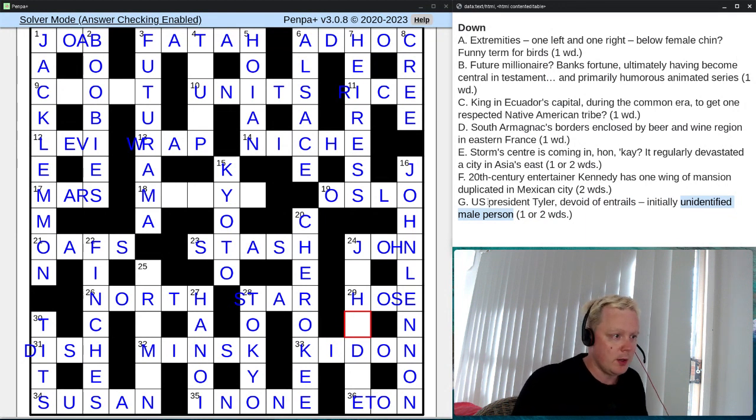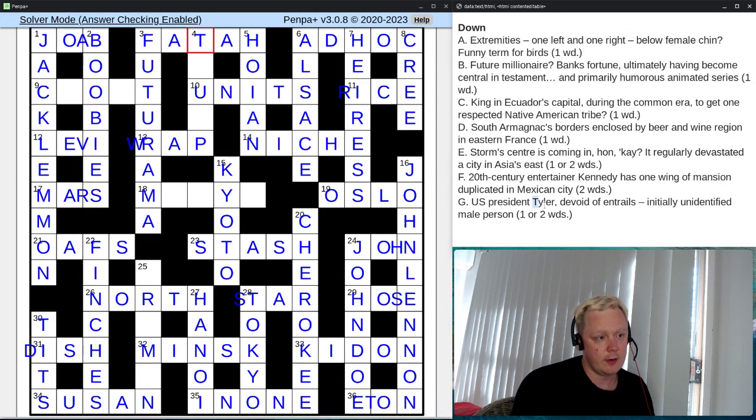Now, how does the wordplay work? US President Tyler is John Tyler. And then devoid of entrails initially is just the initial letters of these 3 words, DOE. So that's John plus this DOE is John Doe. So that was unidentified male person. And then we have another solution with the definition US president. And that's going to fit here.